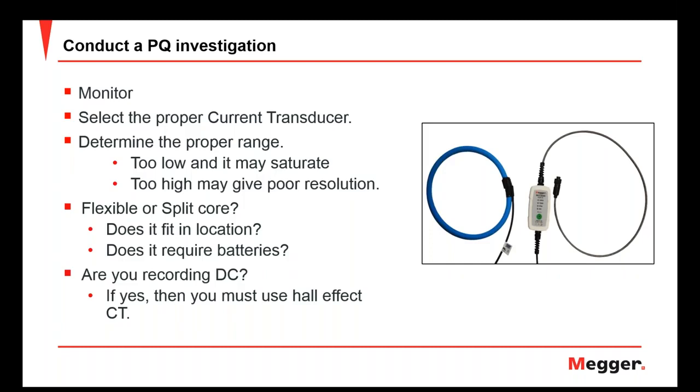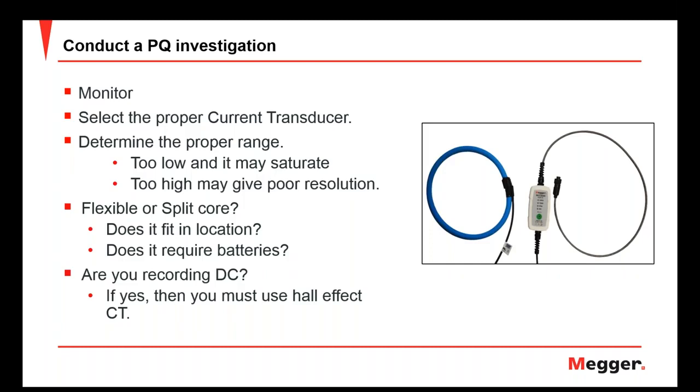A flexible CT has its benefits. It's easy to get on, but it's much better at higher currents because they use air cores in them. Air cores have a lower permeability, so they are not as efficient at transferring the magnetic field, especially weak fields. So although you may get a good RMS reading, your phase angles and your signal-to-noise ratio may be off. So again, with low values, really go for split cores. If you're going for higher currents, then the flexibles are ideal.